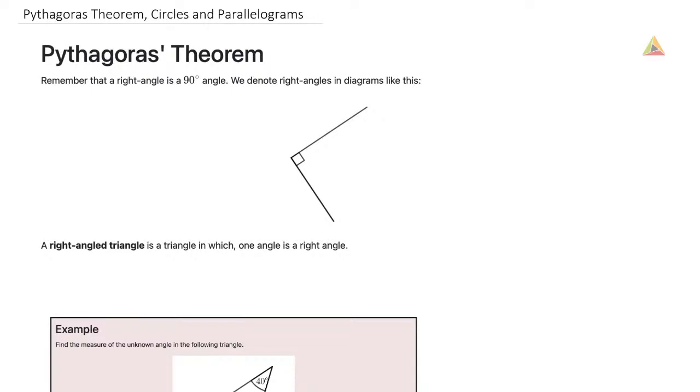So the first thing that you'll see on the screen there is Pythagoras' Theorem. So remember that a right angle is always 90 degrees, and we denote right angles in the diagram like this. So you can see it there. It looks like this, or sometimes, I'm just going to draw it on the screen here, sometimes you'll see a right angle written like this either. So both of those mean that it's a right angle, and a right angle is 90 degrees.